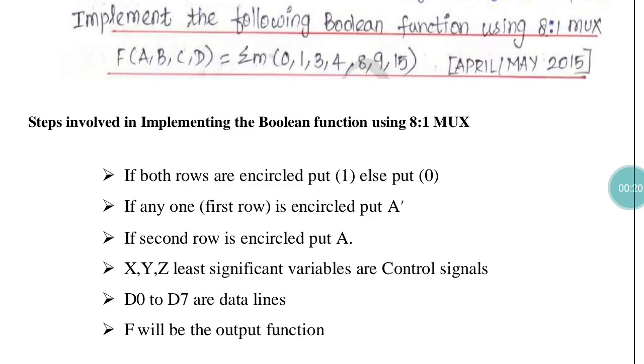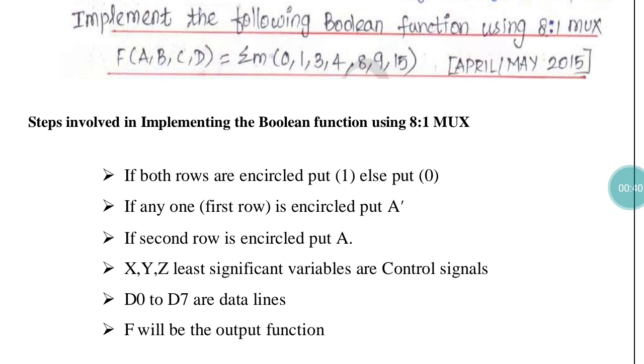Implement the following Boolean function using 8:1 MUX: f of a b c d equal to sigma m 0, 1, 3, 4, 8, 9, 15. I think it was asked in April 2015. Afterwards also, it will be asked most of the time in our universities. So you can see the problem.